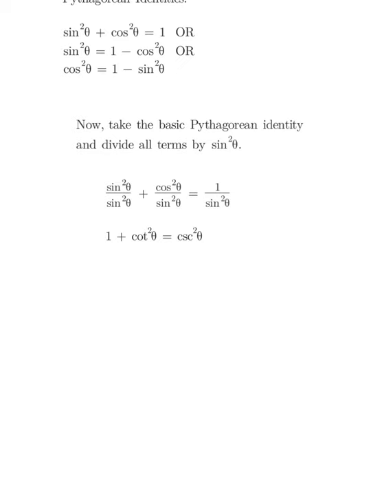Now we can use algebra and rewrite this in two other ways. The alternate forms of this Pythagorean identity are 1 equals cosecant squared minus cotangent squared, or cotangent squared equals cosecant squared minus 1.